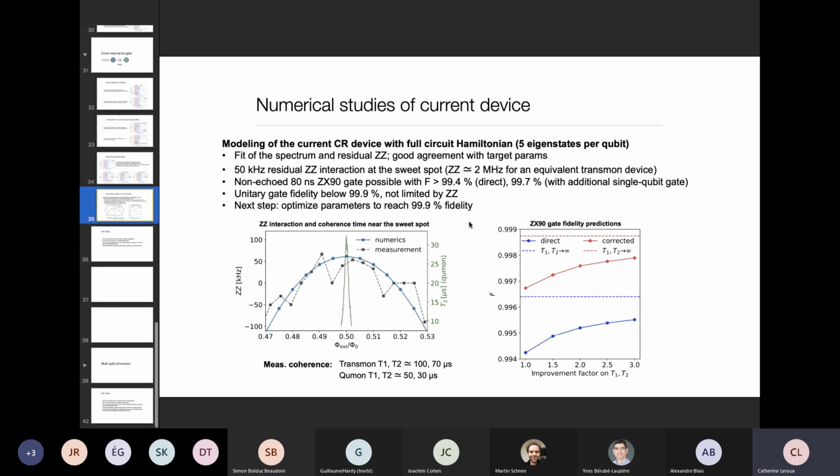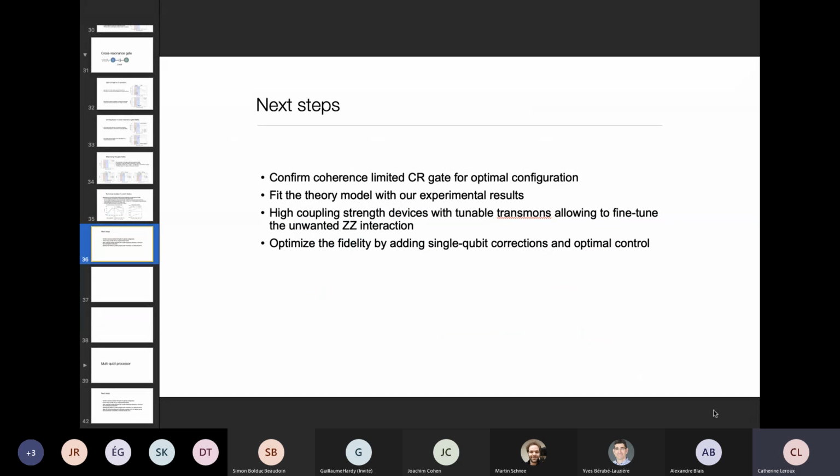We also did a more complete numerical study for the current devices that are in the fridge. And essentially, we find that it is possible to improve the gate fidelity here. Despite the current times, we will need additional single qubit gates. And so among our next steps is to improve this fidelity, and also try to fit the experimental results better. There are still some discrepancies. And yeah, I'll stop there for now. Okay. So if you have questions.